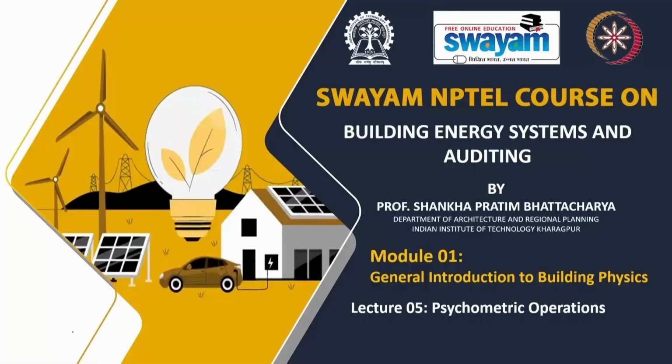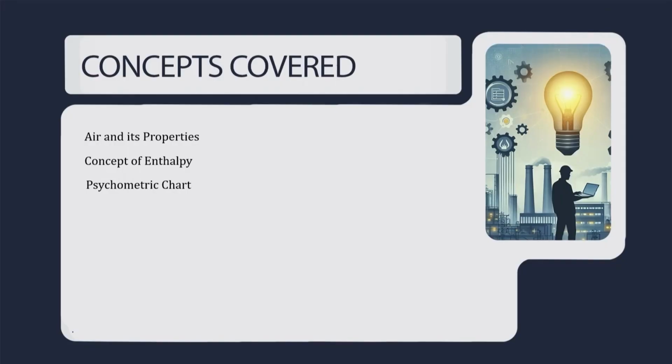So, welcome to the NPTEL course on building energy systems and auditing. Today is the last lecture on module number 1. That lecture will be on the psychrometric operations. In this lecture we will start with air and its properties, which was already discussed in the previous lecture on ventilation. We will discuss the concept of enthalpy and also the psychrometric chart and its operation, of course.